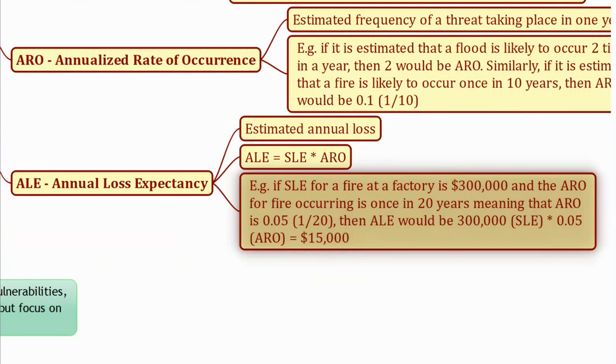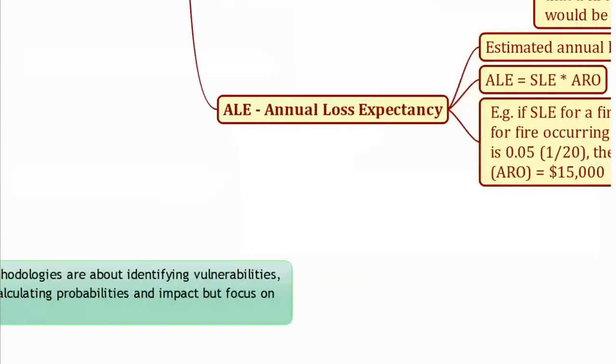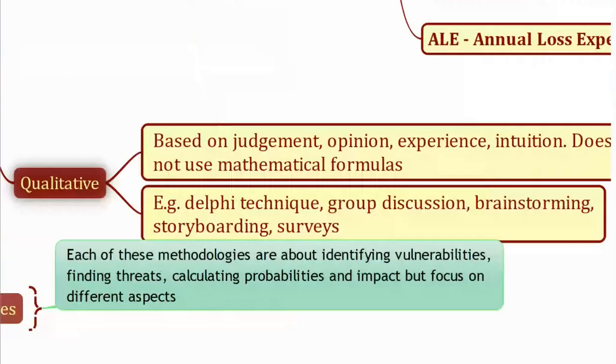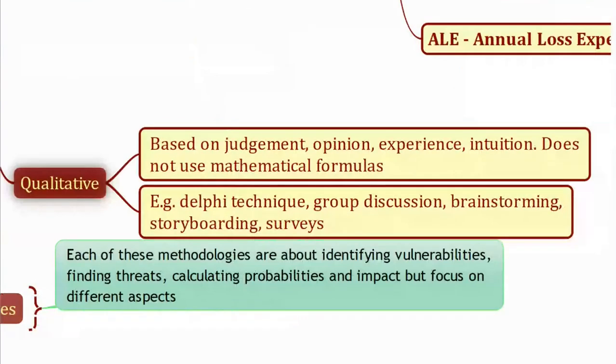Those formulas that we just saw, they come under quantitative analysis, right? Because like I was saying, in quantitative analysis, we are trying to be as objective as possible. We are not trying to be subjective. Whereas qualitative is the opposite of quantitative, where we are not basing our decisions on hard facts or hard numbers like monetary figures or using any formulas as such. Rather, qualitative analysis is based on judgment, people's opinion, based on their experience and intuition. Okay. It does not use mathematical formulas. Some techniques that come under qualitative analysis are Delphi technique, group discussion, brainstorming, storyboarding, surveys.